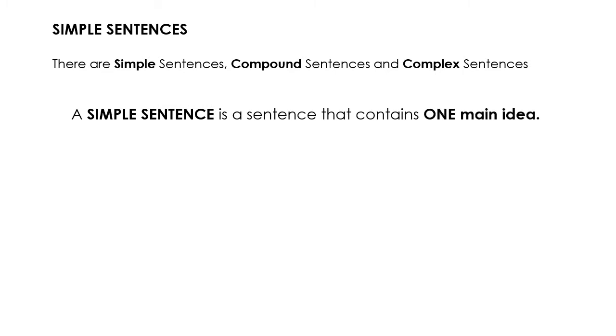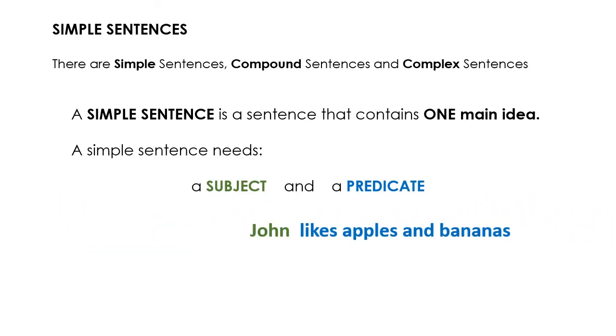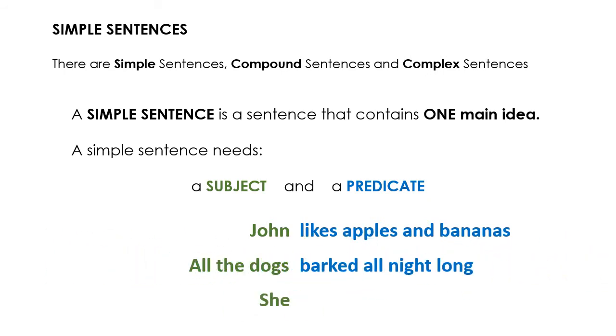So, a simple sentence is a sentence that contains one main idea and nothing else. A simple sentence needs to have a subject and a predicate. Now, a predicate might be a new word for you, but don't worry. It's like when we have a subject, a verb, and an object. Okay? The predicate are the words that come after the subject.